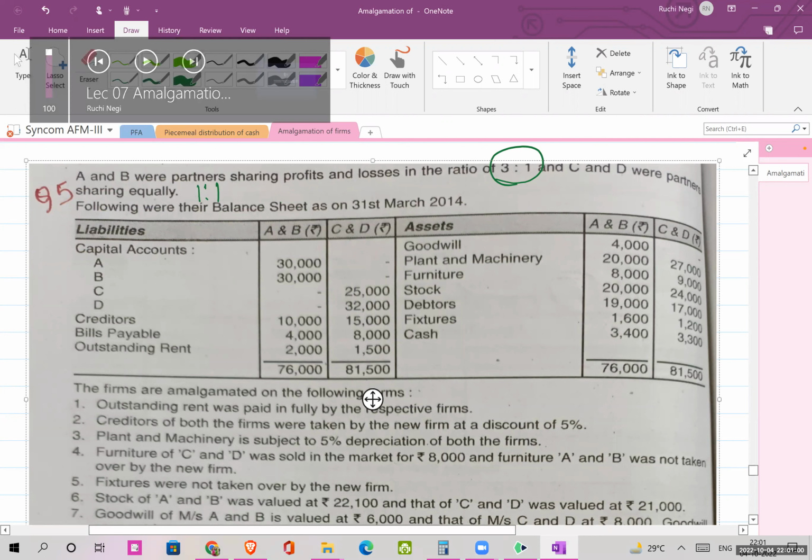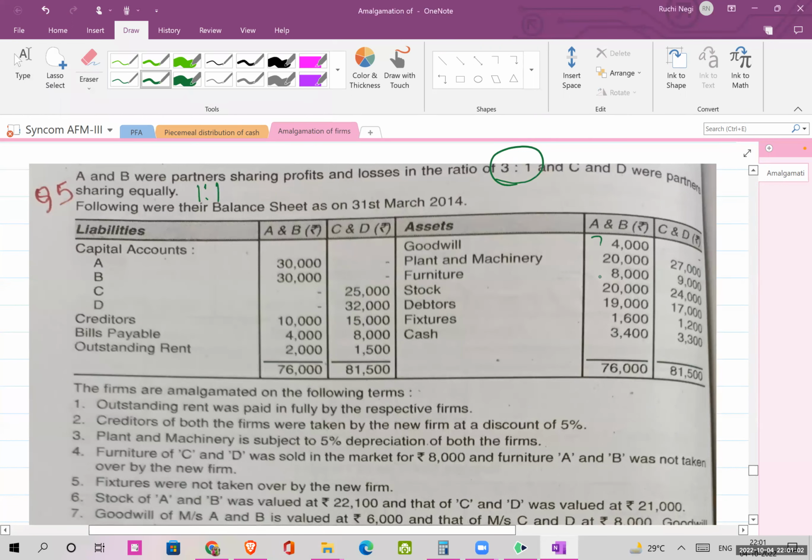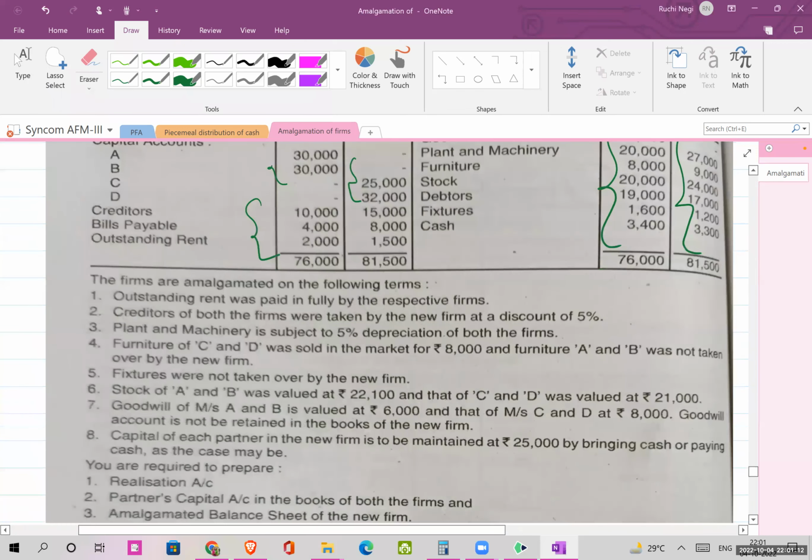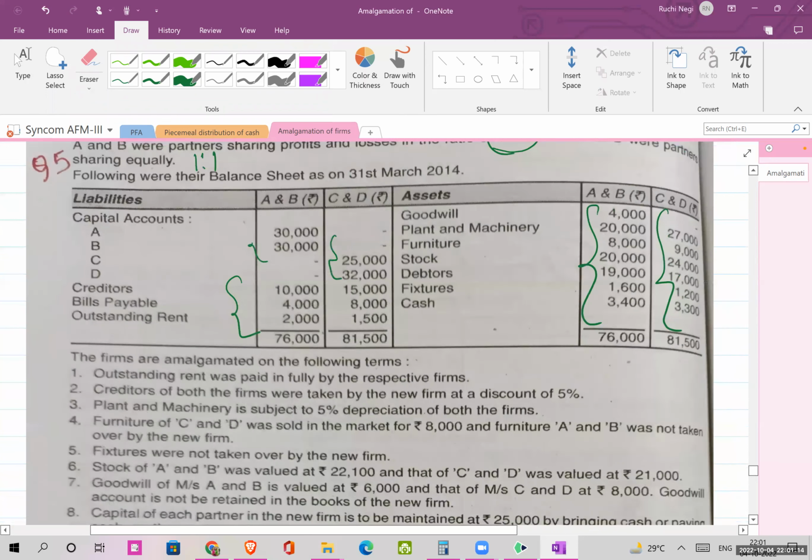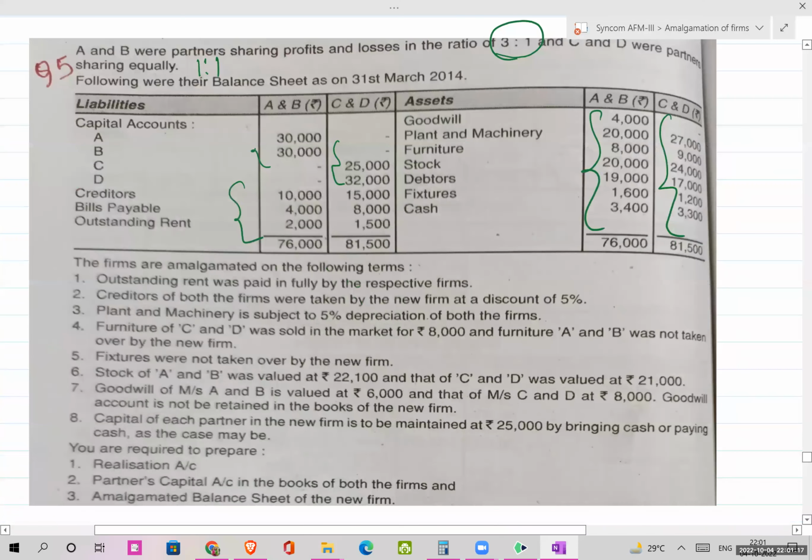Next, here are their assets, and here are the liabilities. Their capital accounts are also given, right? The firms are amalgamated on the following terms. Outstanding rent was paid in full by the respective firms. Here is my outstanding rent. Then creditors of both firms were taken by the new firm at a discount of 5%. Here are my creditors.